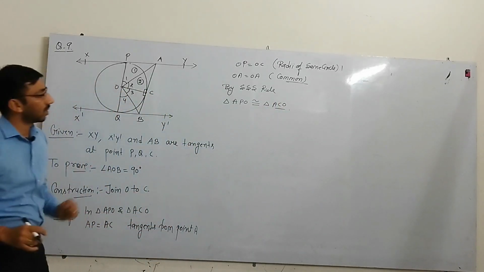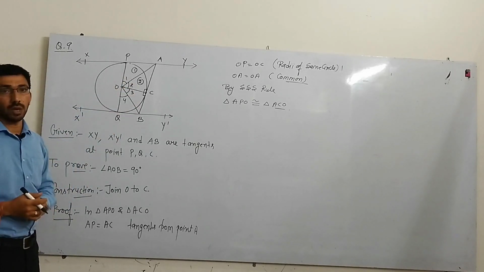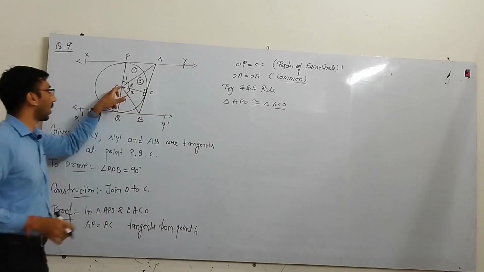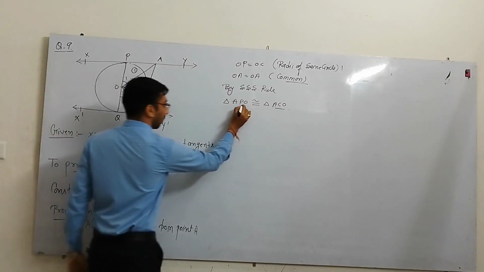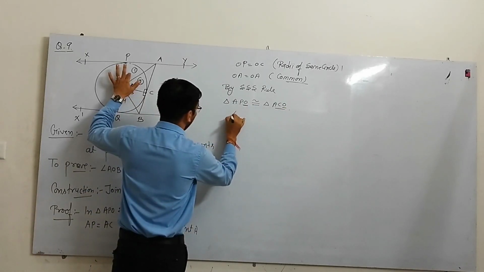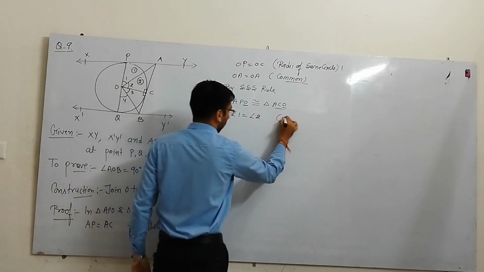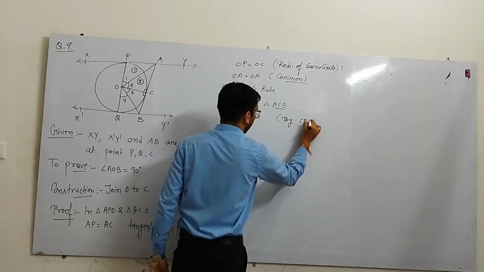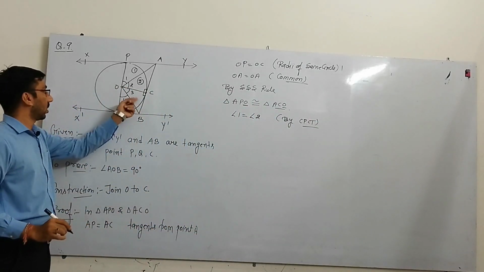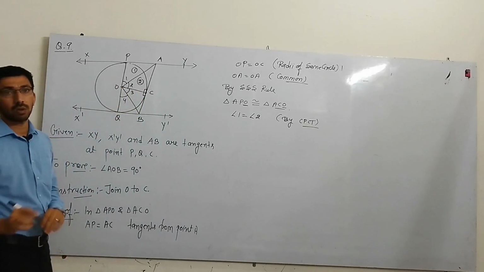Now if these triangles are congruent, we can say that their corresponding parts will be equal, that is angle 1 will be equal to angle 2, because these two are at the angle O. So by CPCT we can say angle O will be equal to angle O, and the values of O I named here, angle 1 is equal to angle 2. These are equal by CPCT.